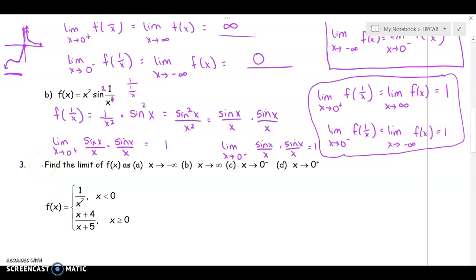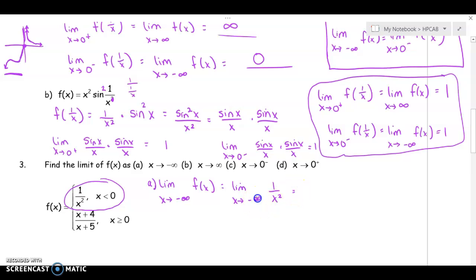Okay, let's look at number 3. Number 3 has several pieces, and you'll notice this is a piecewise function. So first of all, for part A, we're going to be finding the limit as x approaches negative infinity of f of x. Now, when we do that, we're going to be looking at the left side of the graph. The left side of the graph would be this piece, because that's less than 0. So we're talking about 1 over x squared.